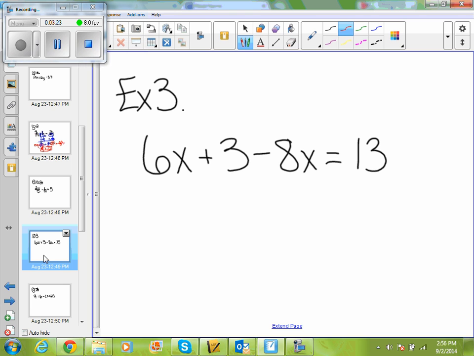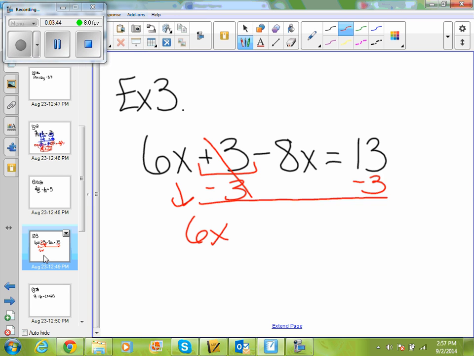Okay. Let's look at example 3. 6x plus 3 minus 8x equals 13. We get rid of our constants first. So we need to get rid of this plus 3. How do I get rid of the plus 3? Subtract 3. And I bring down my 6x, bring down my minus 8x, and 13 minus 3 is 10.